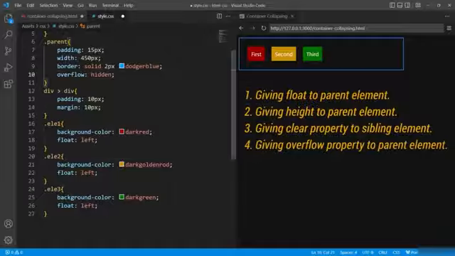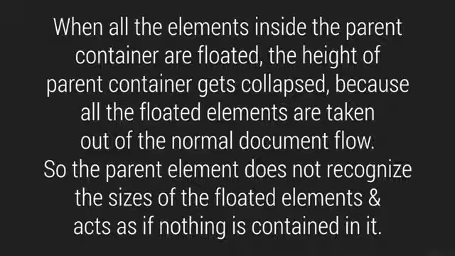So, explain what is container collapsing, or why the container gets collapsed when elements are floated. So when all the elements inside the parent container are floated, the height of the parent container gets collapsed, that is, it gets to 0 pixels. This happens because all the floated elements are taken out of the normal document flow, so the parent element does not recognize the sizes of the floated elements and acts as if nothing is contained in it. As a result, it is set to 0 pixels. So this is what container collapsing is.